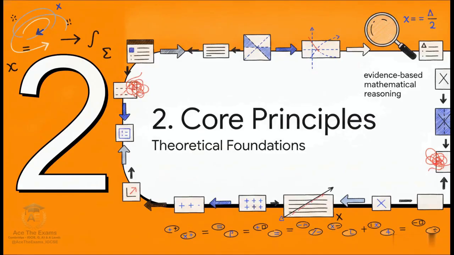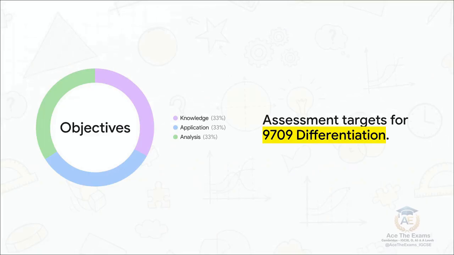Which brings us to part 2, the core principles of differentiation. To shift away from these chaotic, pressure-induced mistakes and build a really solid theoretical foundation, we have to look at what the examiners are actually measuring. The conceptual framework for 3.4 differentiation doesn't just rely on memorizing formulas. Cambridge assessment objectives for this topic actually target 3 distinct cognitive domains.